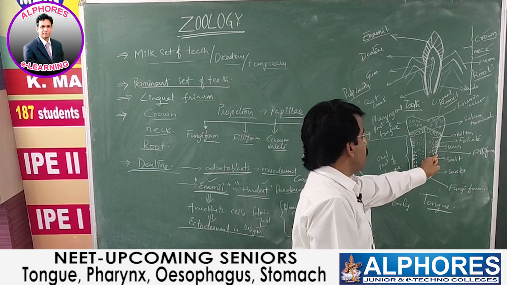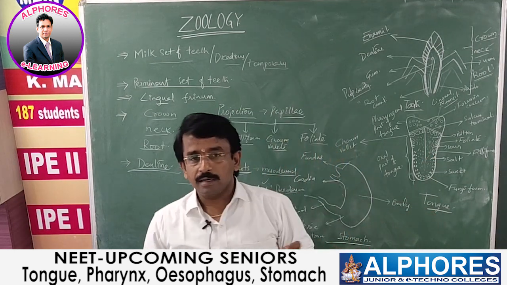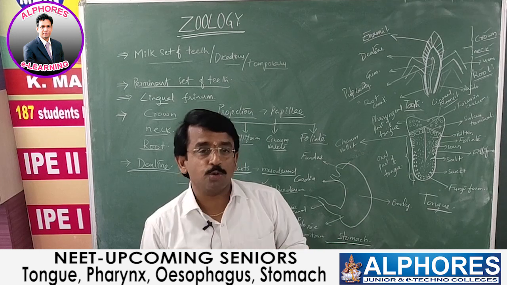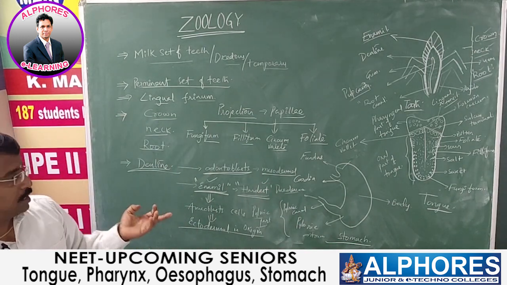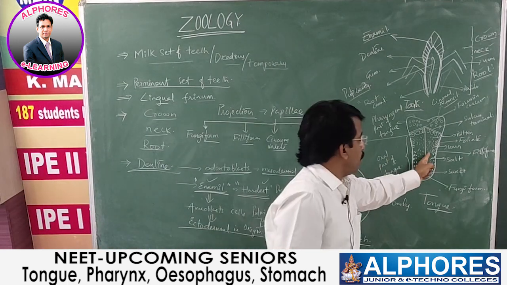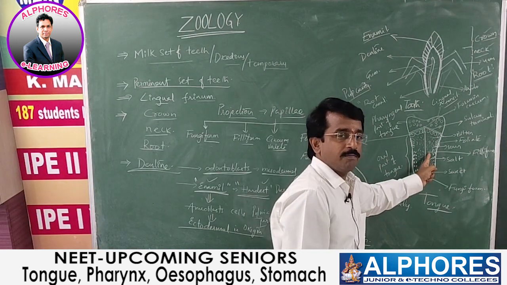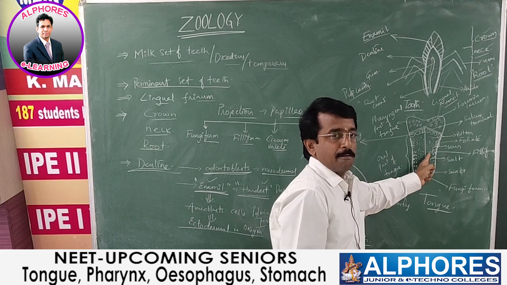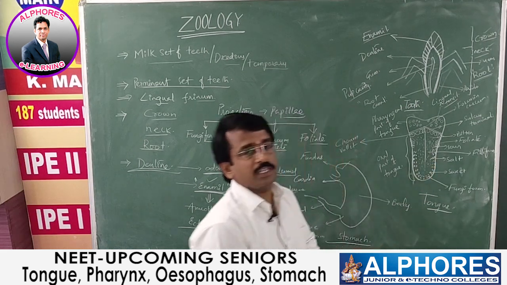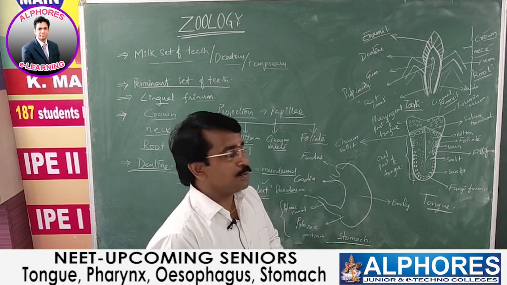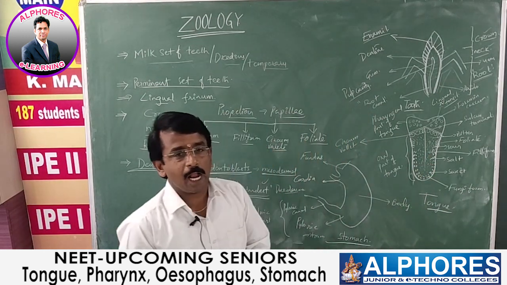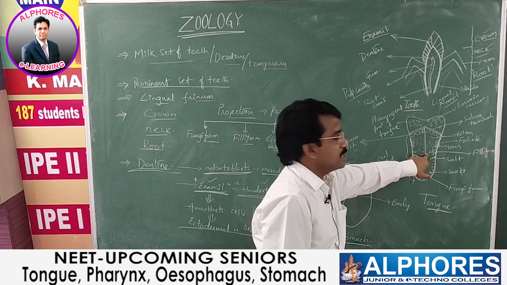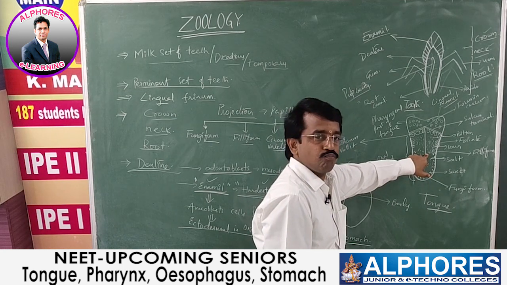Next, the filiform. Filiform are the smallest and the most numerous. When something is small, definitely it is numerous. Of all the papillae, filiform are the smallest and the most numerous, and these are present at the upper surface of the tongue.